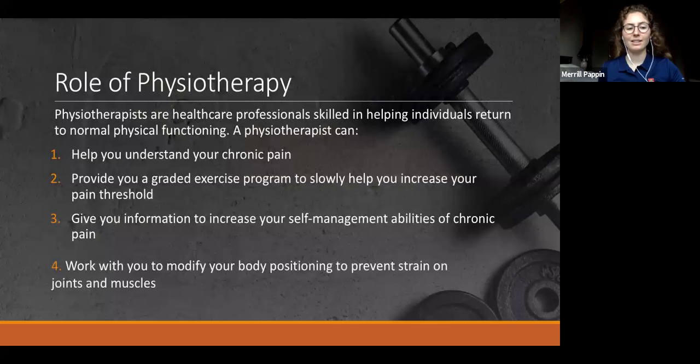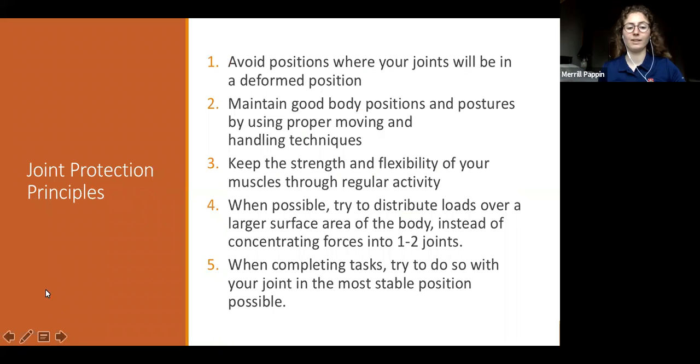And then the last thing I'd like to talk about is just a few tips about how to preserve your joints. So we call them joint protection principles. And that will ultimately just help prevent strain on your joints and muscles. So we have 5 here. The first one is avoid positions where your joints will be put into a deformed position. So for example, sometimes if you're trying to open a tightly sealed jar, your hand goes into this deformed position that might be painful because it's at the end range of the normal motion for the joint. So using things like jar openers can help you decrease the forces that you put through your hands.